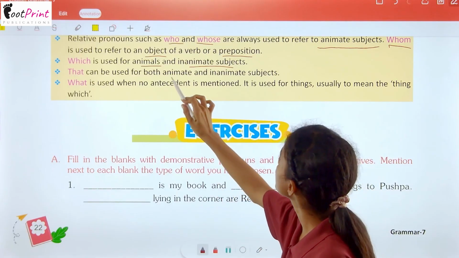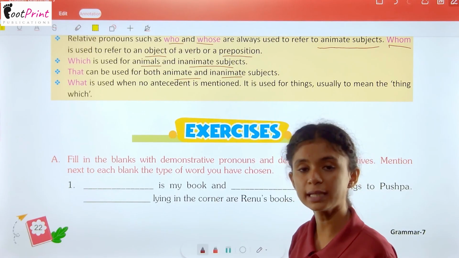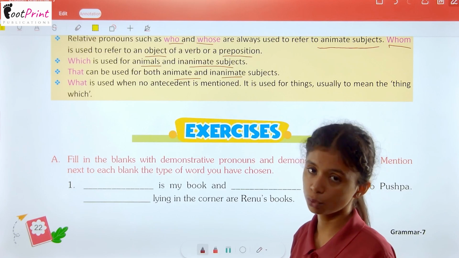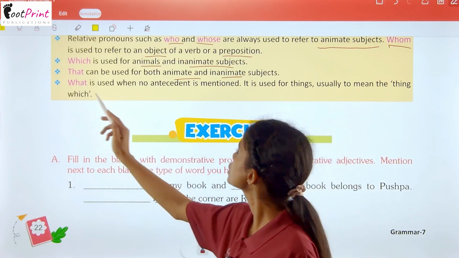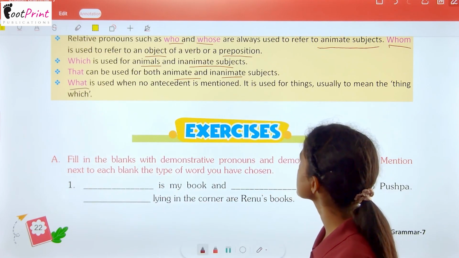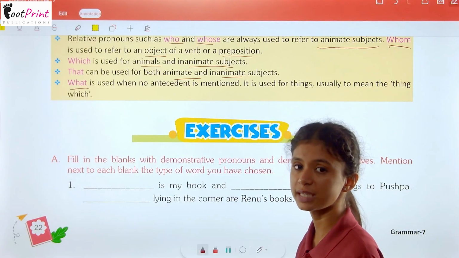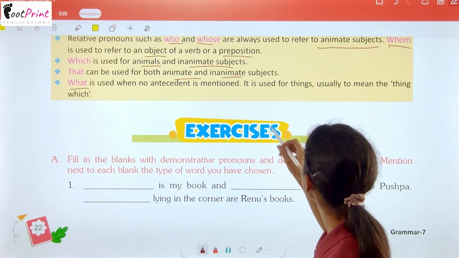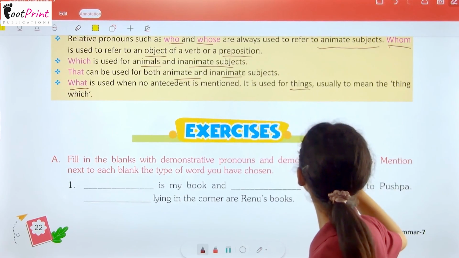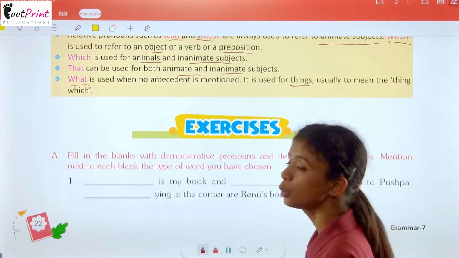That can be used for both animate and inanimate subjects, both living and non-living things. What is used when no antecedent is mentioned. When we do not have any antecedent mentioned, we use what. It is used for things usually, meaning the thing which.